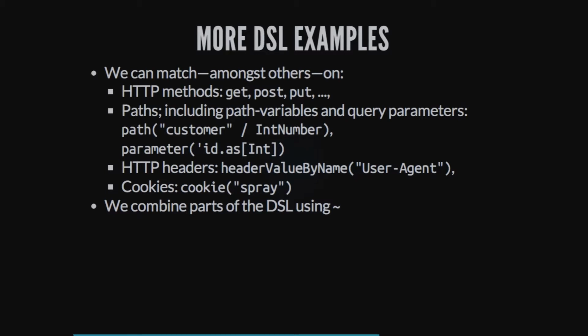So if you wanted to find out what the user agent was, you'd match on header value by name, you can match on cookies, and there's a whole host of other matches, other directives that you can have a look at on spray.io. I'm not going to list them all. But the important one, though, is that we will combine the different directives using this tilde operator, if you like, a function. So we can concatenate smaller roots together to make a bigger root. And that's going to be really crucial in how we construct the API.